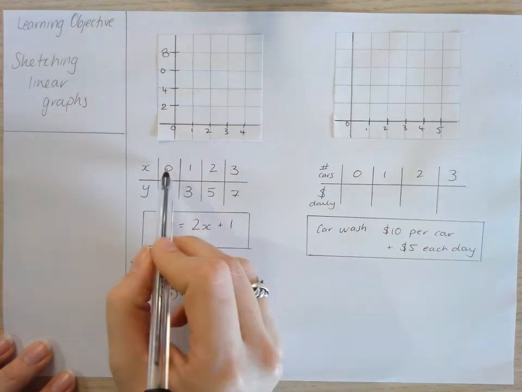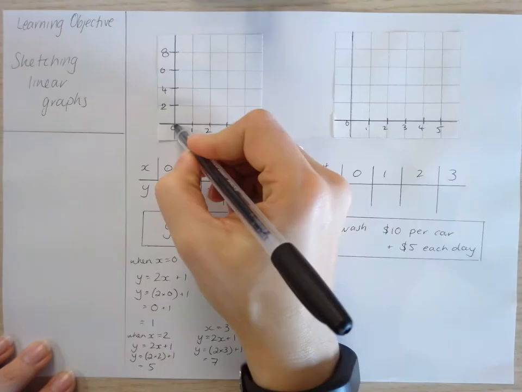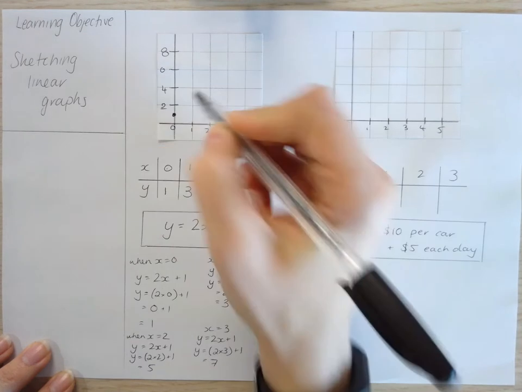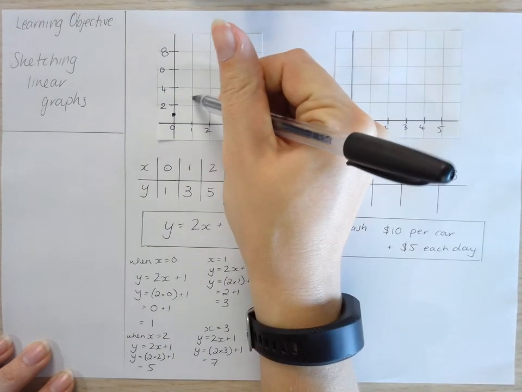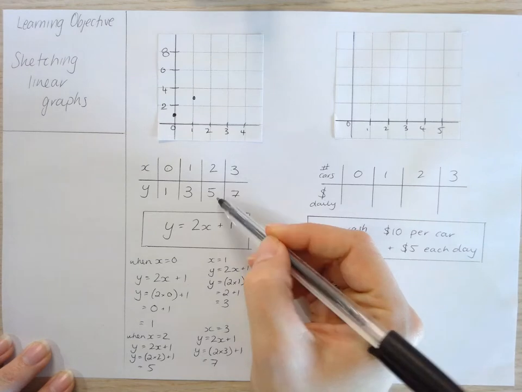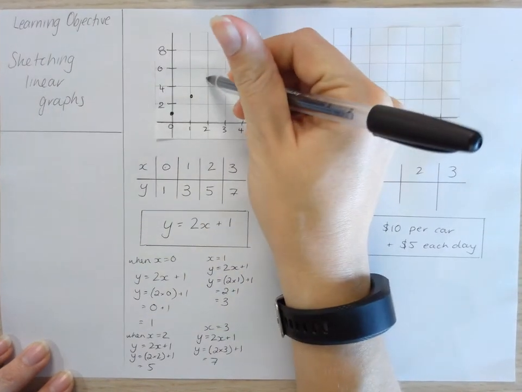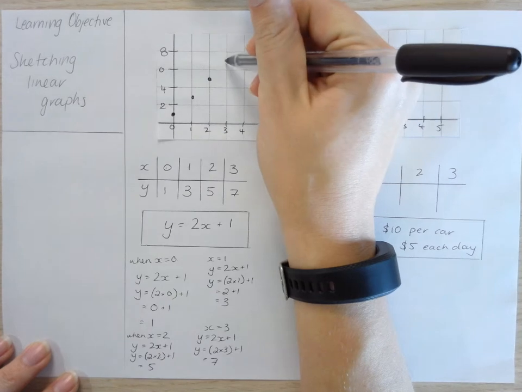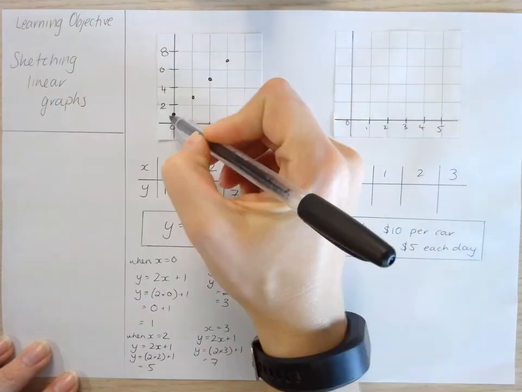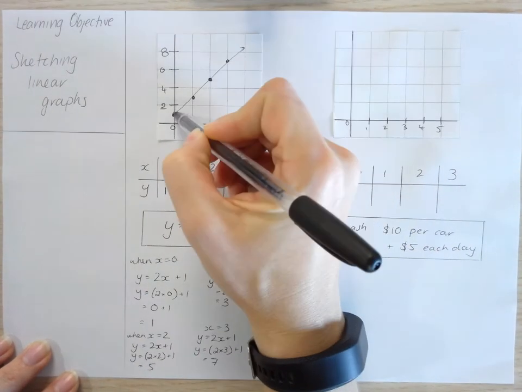So at x equals 0, y equals 1. X equals 0, here's y equals 1. At x equals 1, y equals 3. So let's go up to 3. When x equals 2, y equals 5. Let's go up to there. And when x equals 3, y equals 7. So keep going. And we can see straight away that here is our straight line, and it will continue.